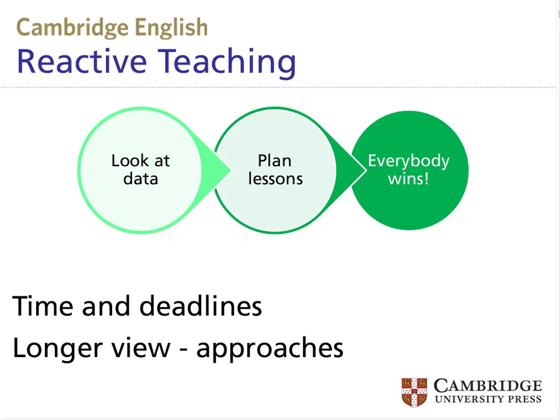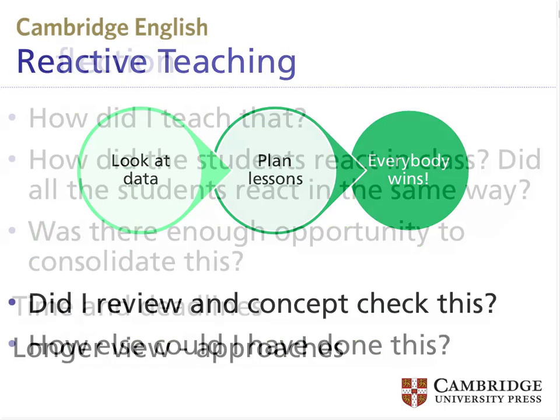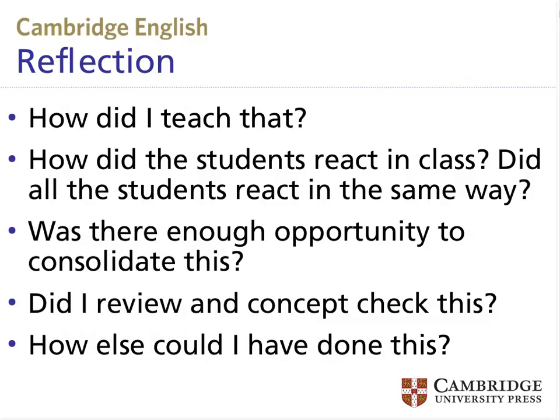So what you can do, using the data again, we can take a bit of a longer view. So we're not changing our lesson from tomorrow, we're not changing our lesson from Friday. We're looking at our approach to teaching much more generally. So if we take a more reflective route, you look at your lesson, you can look at the data and see how well they did. But in your reflection, you think, okay, well, how did I teach that? How did the students react in class? Did all the students react in the same way? How did everybody feel about that activity? How did I feel about that activity?